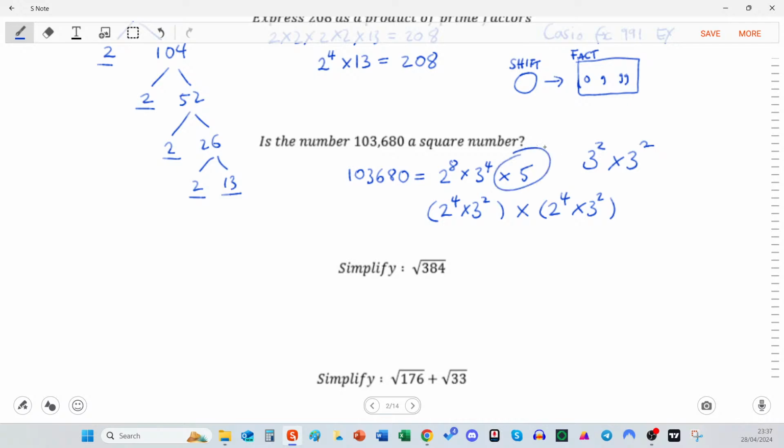But this is not 103,680 because there's this 5. If we put the 5 in, it's going to make it odd. We needed 5 squared, right? So we could put 5 in each bracket. But currently, this is not a square number.